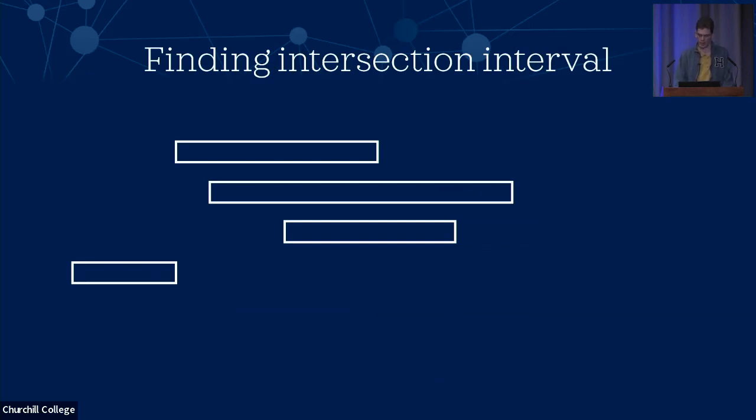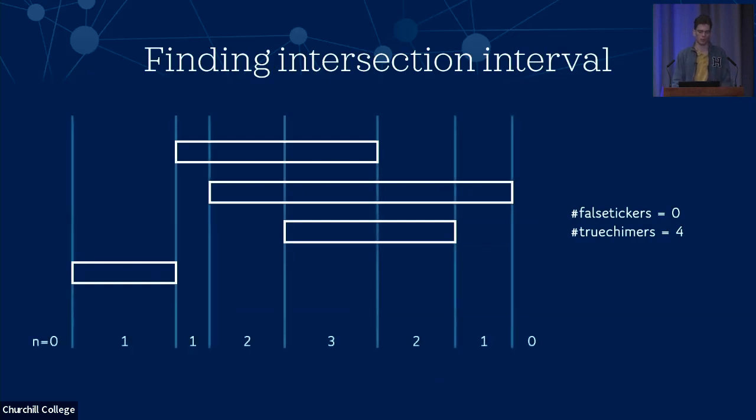maximum number overlapping? We do this with an iterative algorithm where we start by assuming that there are no false tickers, and we try to find an overlap where 4 of our servers have overlapping intervals. So we're going to label the number of overlapping intervals at each vertical section, and then scan this from left to right to try and find a point where the number of overlapping samples is equal to the number of true chimers that we're looking for. And so we're going to try and find a lower bound by scanning left to right.